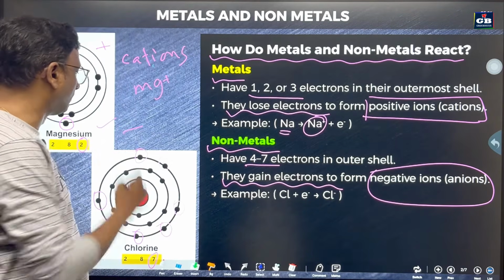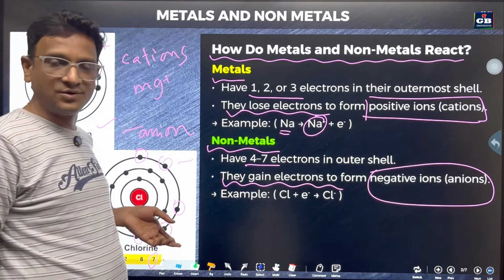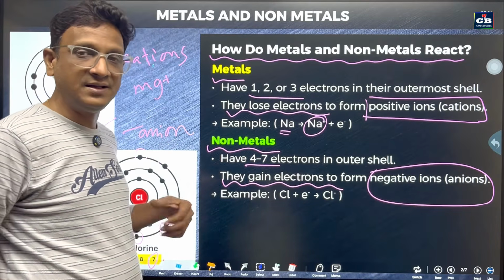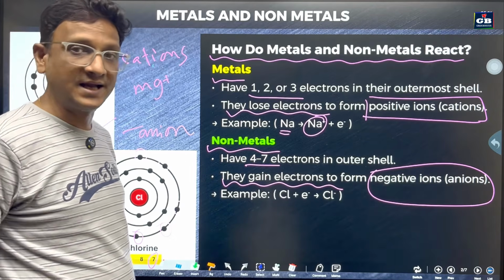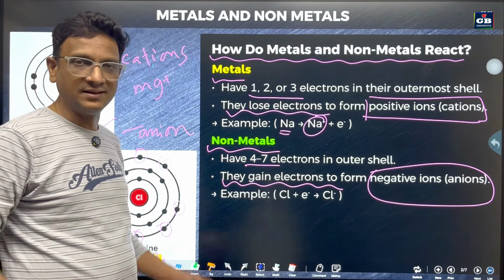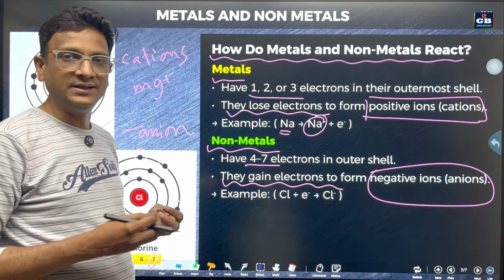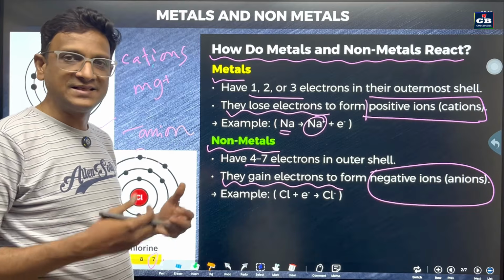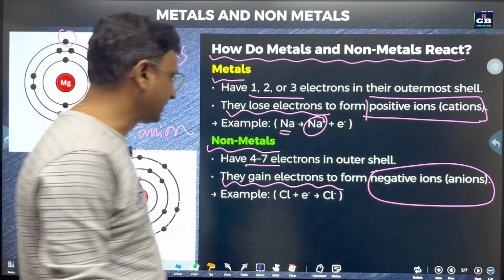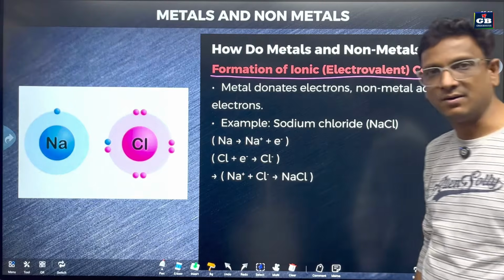Anion, minus. Why is it minus? Because it is gaining electrons. Metals are giving out electrons and becoming positive, cations. Right, children? In this way the metals and non-metals react. So when a bond is formed between a metal and a non-metal, transfer of electrons takes place. Who is giving the electrons? Metals. Who is taking the electrons? Non-metals.